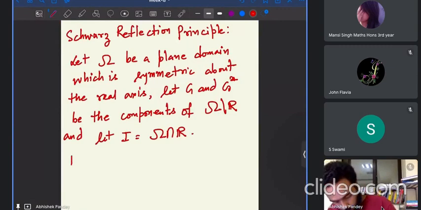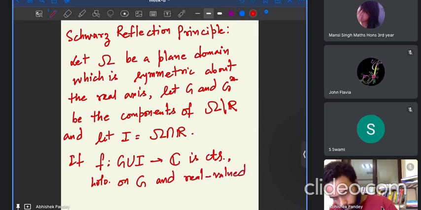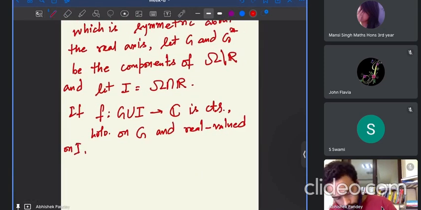Now, if f from G union I to C is continuous, holomorphic on G, and real valued on I, then one can extend f as a holomorphic function throughout the domain omega.